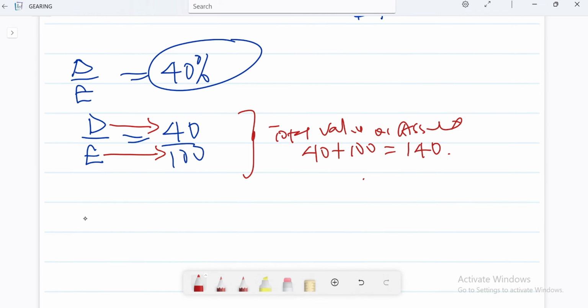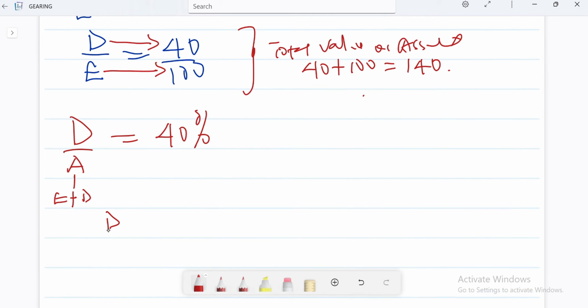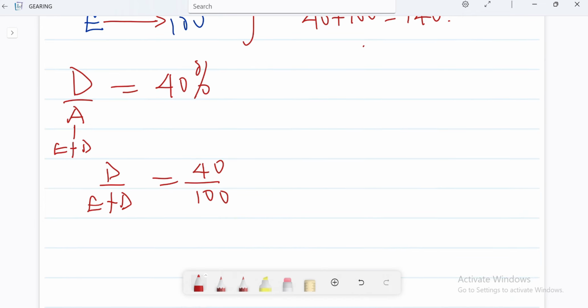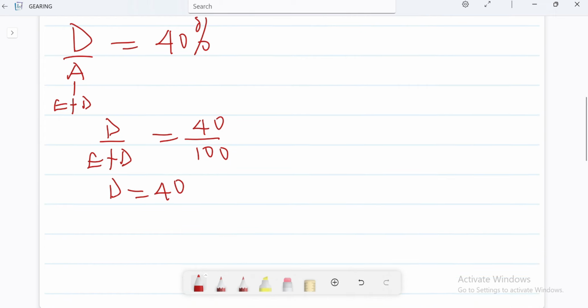On the other hand, if I'm told debt to asset ratio is 40%, remember asset is a combination of equity plus debt. So this means debt over equity plus debt equals 40 over 100. And so this simply means that debt equals 40. If debt equals 40 and the total of equity and debt is 100, what it means is that equity will be 100 minus 40, which is 60.